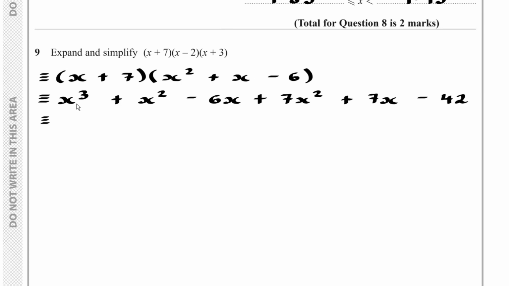And if I collect like terms, I've got x cubed, then I've got x squared plus another 7x squared, which is 8x squared. Then I've got negative 6x plus 7x, which is x. Then I've got negative 42. So the result is x cubed plus 8x squared plus x subtract 42.